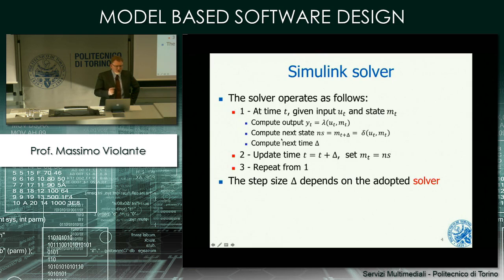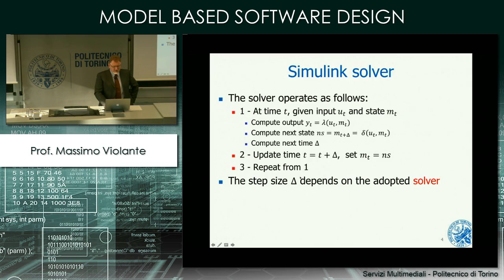One simulation step for the Simulink solver consists in evaluating the input and the current state, to tell which is the next state and the output of the model. Then the next time is computed and the cycle is repeated. So let's imagine that delta is the quantum in which you divide the time axis. This means that you will solve your model every delta, starting from 0 to the stop simulation time. Okay? Is this clear so far?